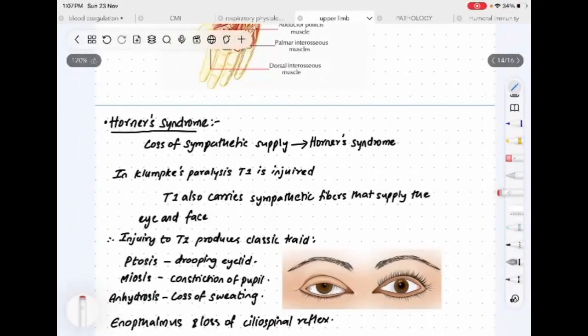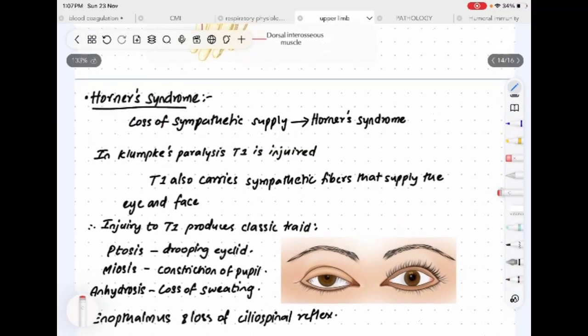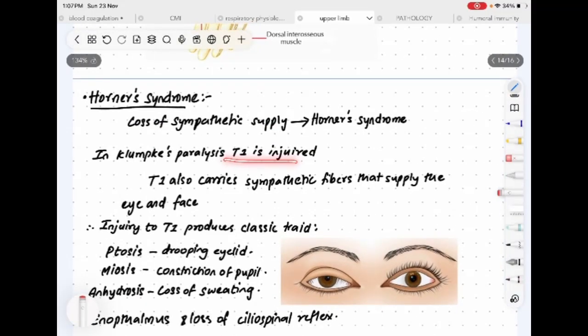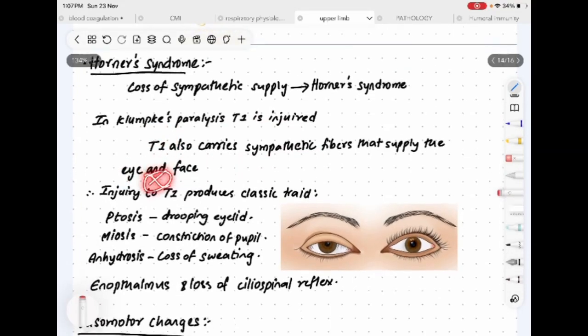Now we must discuss something about Horner's syndrome in Klumpke's paralysis. What is Horner's syndrome? Horner's syndrome is the loss of sympathetic supply. In Klumpke's paralysis, there is injury to T1. This T1 carries sympathetic fibers that supply the eye and face. So when T1 gets injured, it produces a classic triad: ptosis, miosis and anhidrosis.